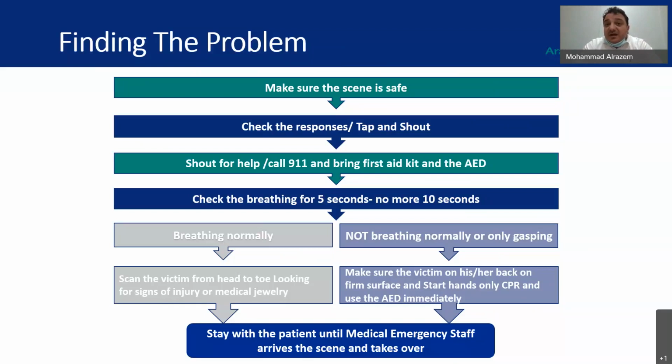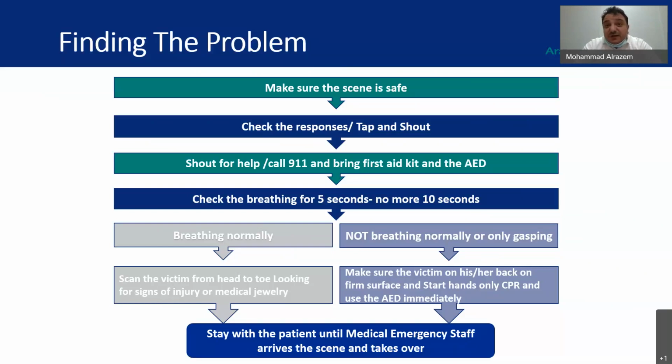If you are alone, you need to shout for help to determine whether you are alone or not. "Help, I need help!" If somebody comes and says, "Yes, what can I help you with?", you need to tell him, please call 911 and get me the first aid kit and the AED. You need to ask him to call 911.